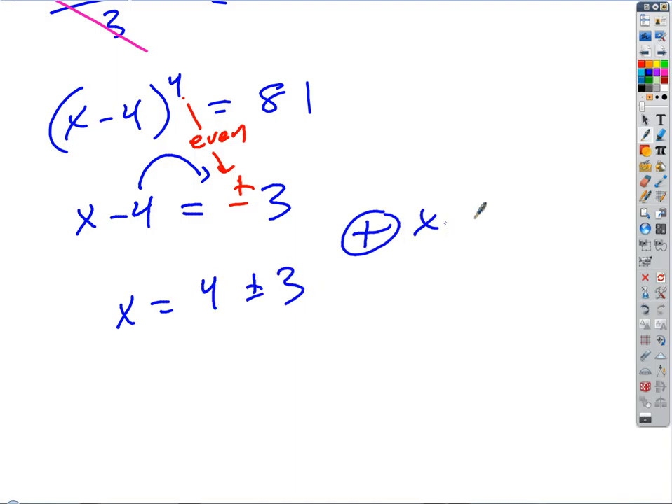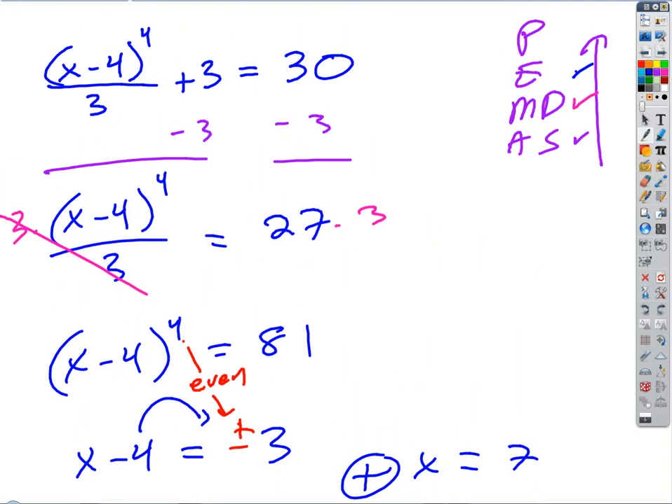If I take the plus, I get x equals what? 7. If I take the minus, x equals 1. How would I check? Go back and see if it works, if I want to. 7 and 1, if I plug those in, I can see right away that if one works, the other works, can't I? Look at this.